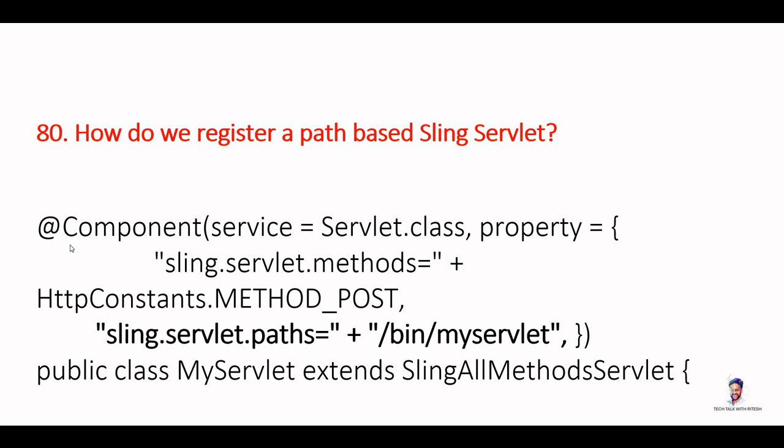Path-based servlet. So this is my servlet. This is an OSGi component, and sling.servlet.paths is equal to the path of the servlet. Simple. Within the @Component annotation, you pass so many properties. One of the properties is sling.servlet.paths, and the path of the servlet. That's it. I do not ask such types of questions, but people still ask.